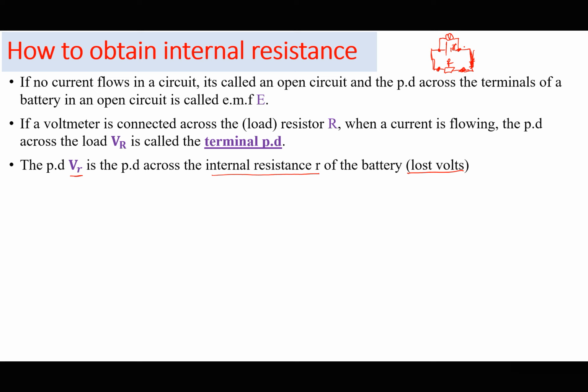And that is the PD which accounts for energy loss within the battery due to its internal resistance. Because without any current being supplied, the EMF was E. When a current is supplied, the PD, the reading of the voltmeter, becomes V subscript R. It means V subscript small r is lost.